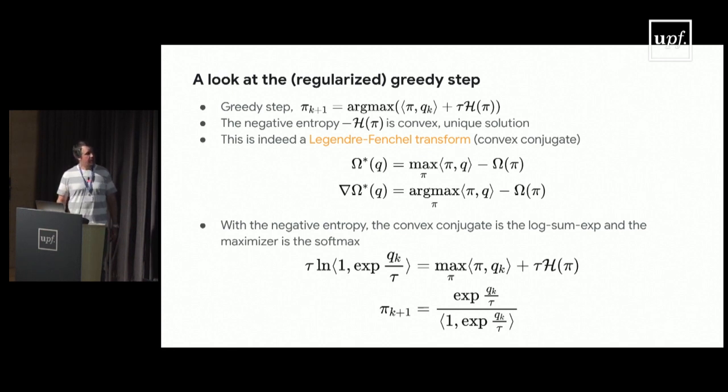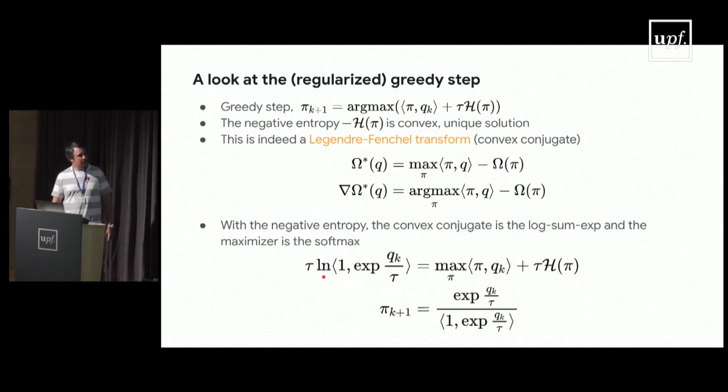This is well studied, and the solution of this optimization problem is called the convex conjugate, and it's written omega star of Q, where omega star is the convex conjugate of omega of pi. And a useful property is that the maximizer of this optimization problem is the gradient of the convex conjugate itself. This is mostly useful for theoretical analysis. But if you take the negative entropy, the solution of this problem is well known, and the policy will be the softmax of the Q function, and the maximum, the max over pi of pi dot Q plus the entropy, is the log sum exp.